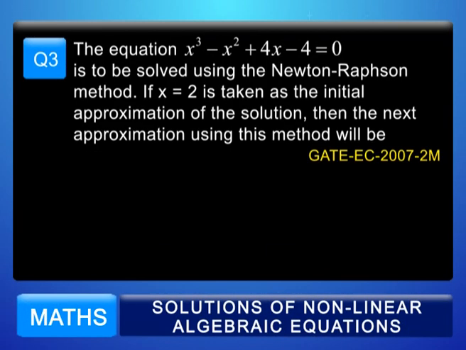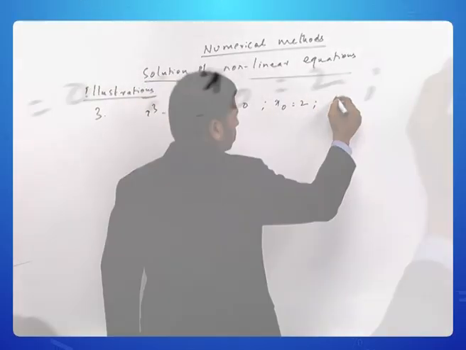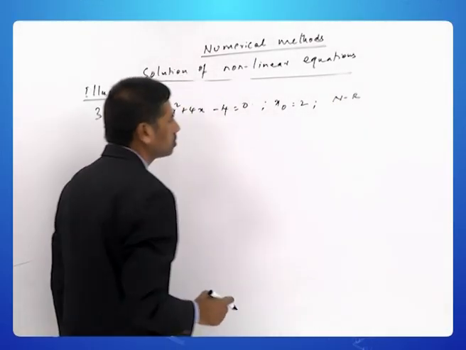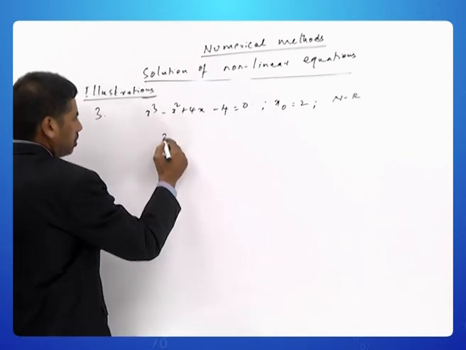Question number 3. The equation x cube minus x squared plus 4x minus 4 is equal to 0 is to be solved using Newton-Raphson method. If x is equal to 2 is taken as the initial approximation of the solution, then the next approximation using this method will be, the options are 2 by 3, 4 by 3, 1, 3 by 2. So again Newton-Raphson method. He is asking us to estimate x1.